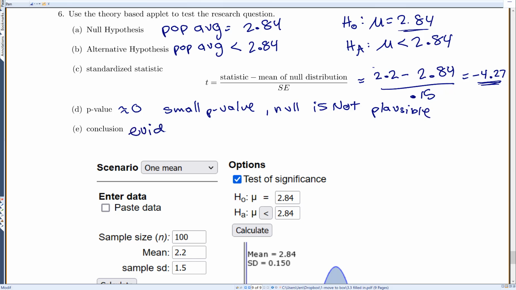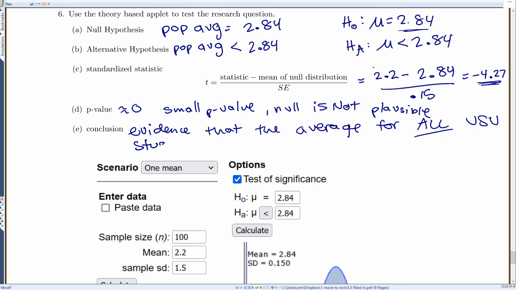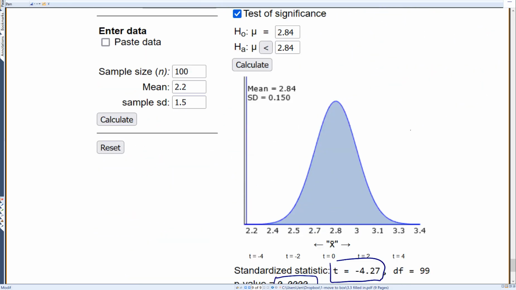So we can say we have evidence that the average for all the USU students is less than 2.84 hours. Of course, that's made up. Maybe we watch more than the average. I don't know.